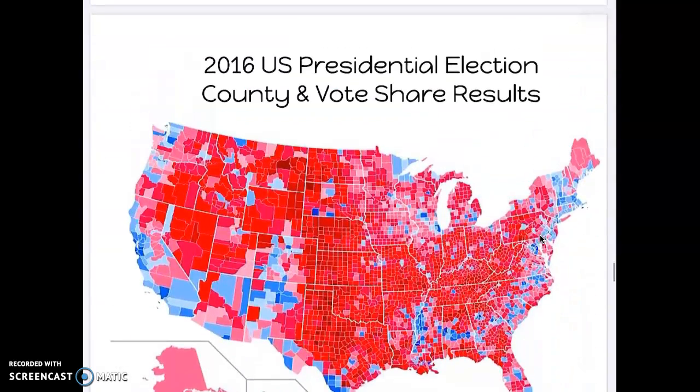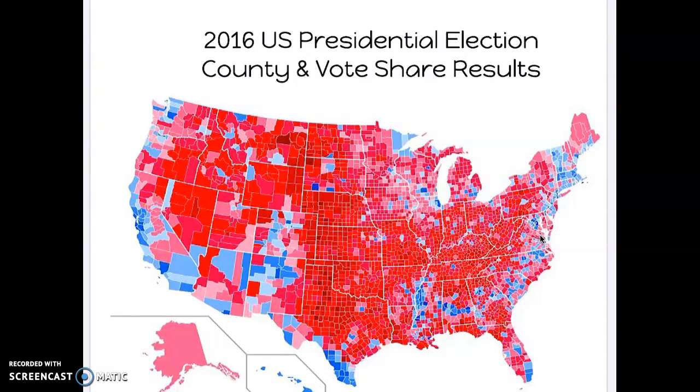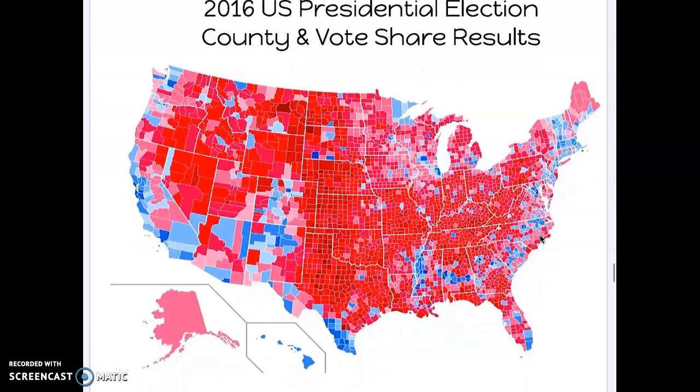When we look at this map, it's called 2016 U.S. presidential election, how counties voted and how they shared that vote and what those results were for this last presidential election. Yes, we have another one coming up in about a month and a half, or month or so.